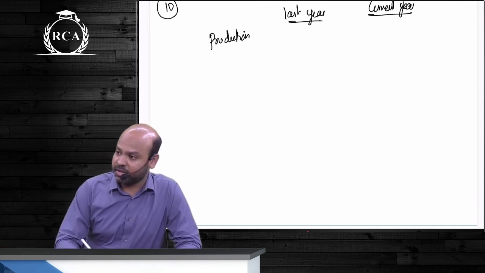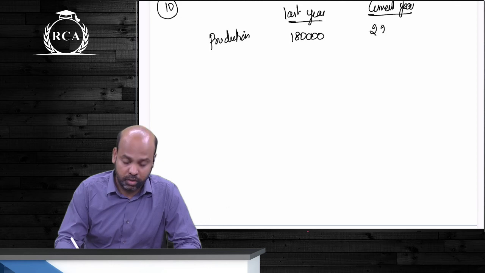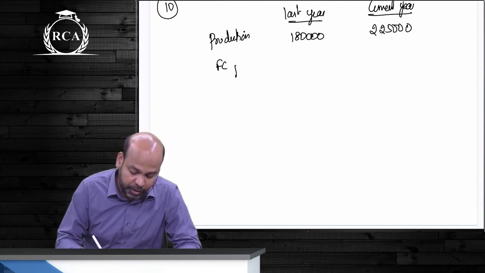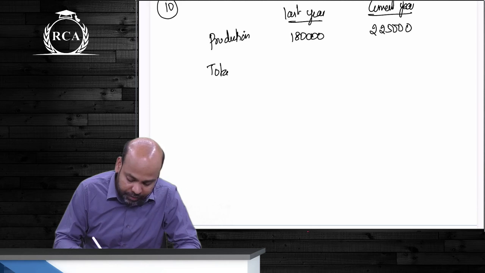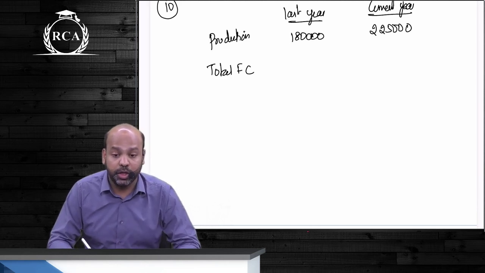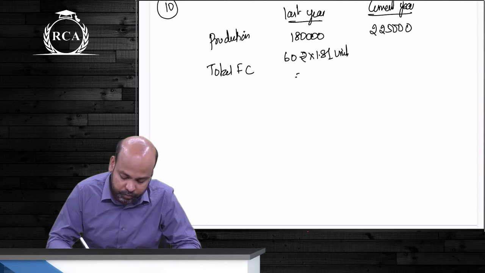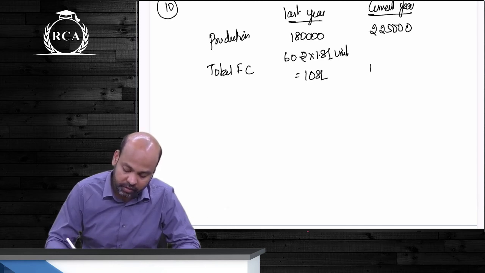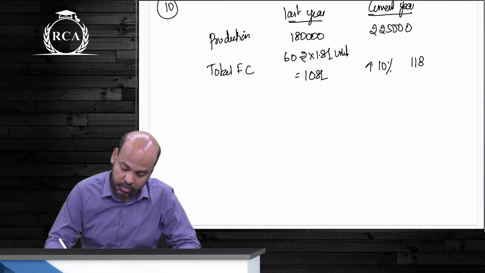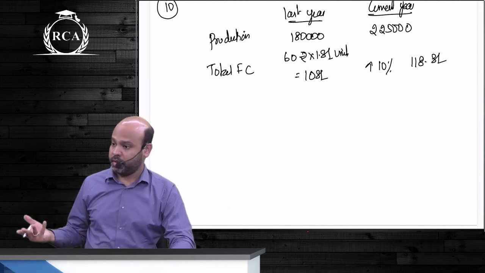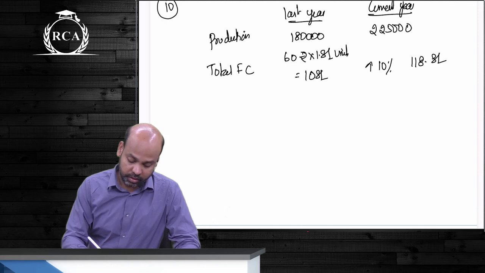What is the production of last year? 1 lakh. Current year, fixed cost per unit, fixed cost you have to write on a total basis, yes or no, guys? What will be my total fixed cost? Last year we've incurred a fixed cost of how much per unit? 60 rupees into 1,80,000 units, 1 crore. This is now increasing by, how much will this become? This is one of the requirements, compute fixed cost for the current year, which is 1 crore 18 lakhs 80,000.